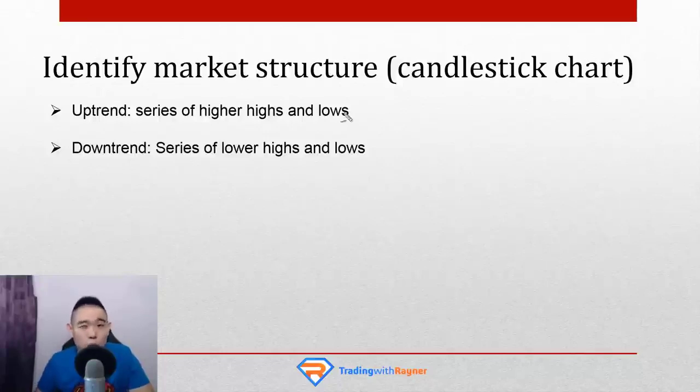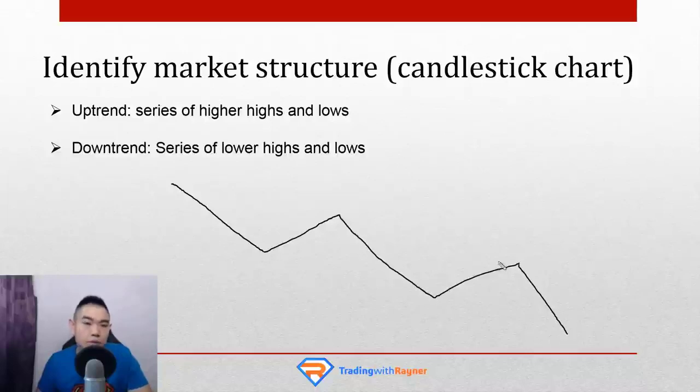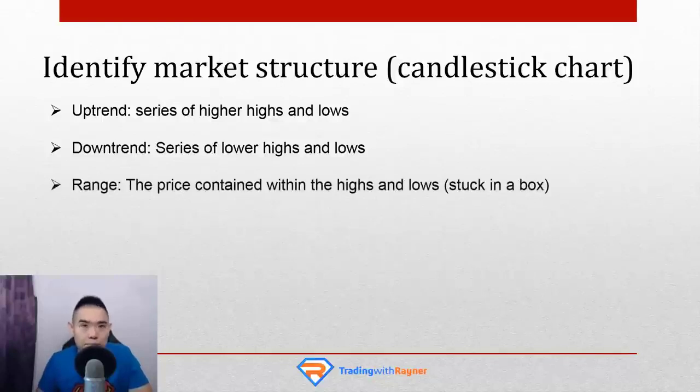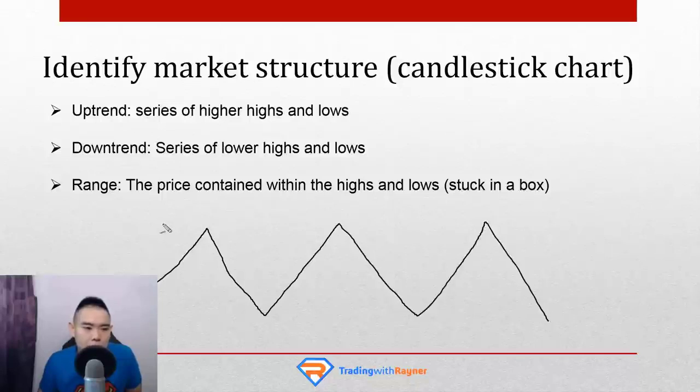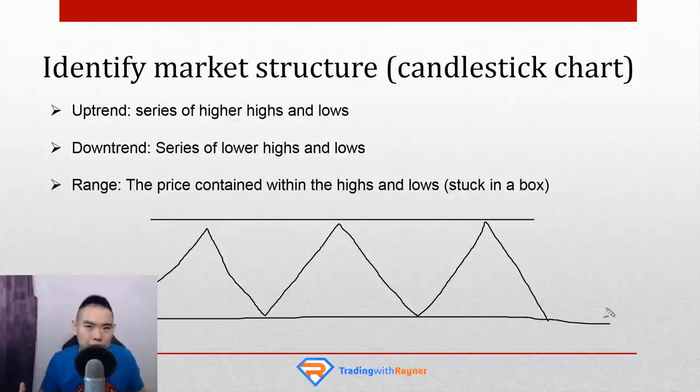The price is heading lower over time. It heads down, makes a pullback, heads down lower, makes a pullback, heads down lower. If you look at this big picture wise, you see a series of lower highs and lower lows. And finally, we have what we call a range market. This is where the price is contained between the highs and the lows, kind of like getting stuck in a box. Let's say price goes up, comes back down, goes up, comes back down, goes up, comes back down. You can see that it's stuck between these highs and these lows. This is what we call a range market.